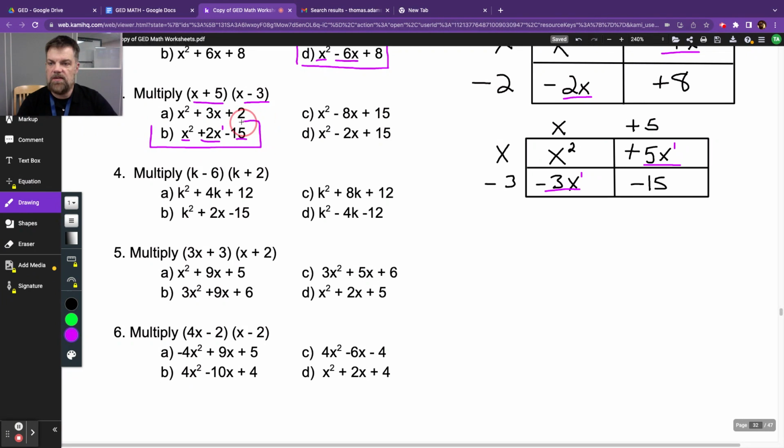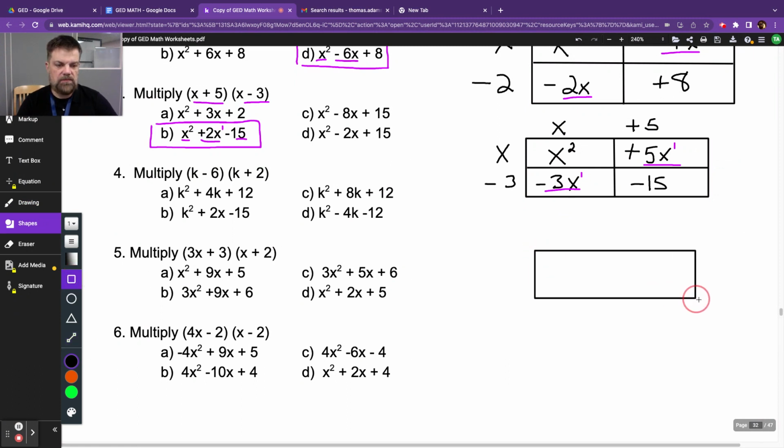Is that what you had or no? I had B and C. Okay. I could see where you would get confused, because if you thought this was a positive 3 and you added them up, or if this was a negative 5 and you added them up. But no, it's B. Okay, let's do 4 and then we'll do 5. And we'll be done with this.